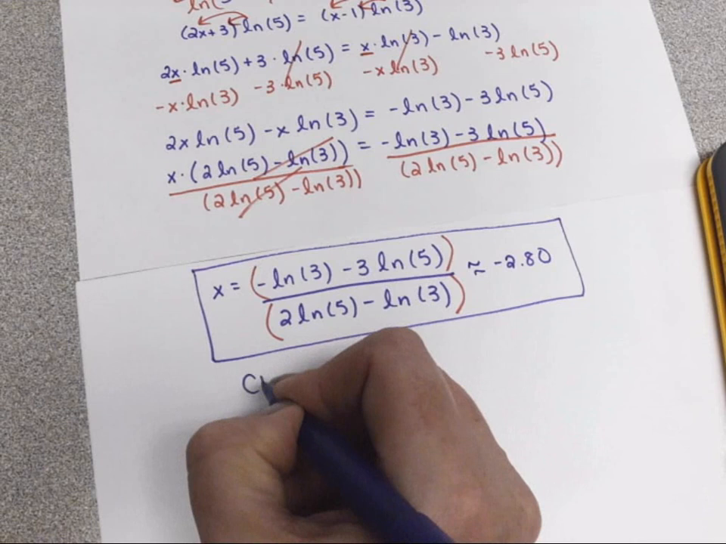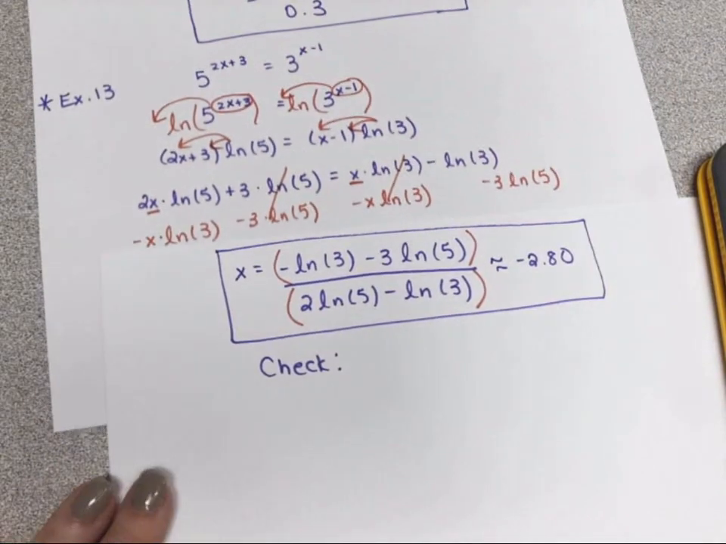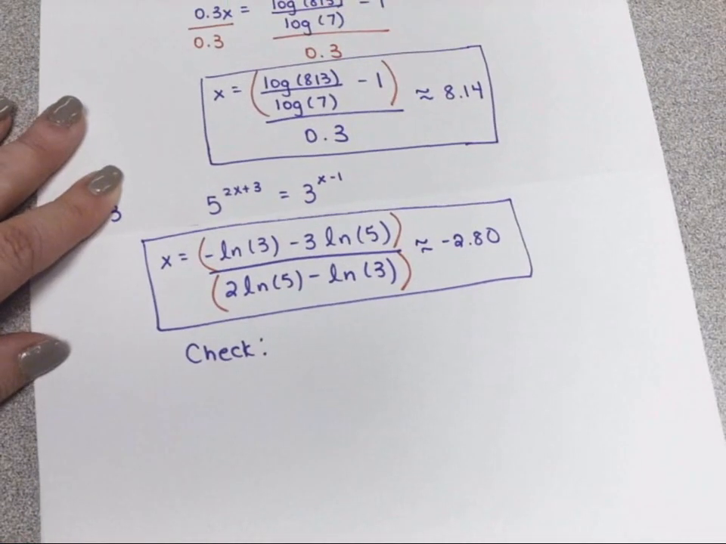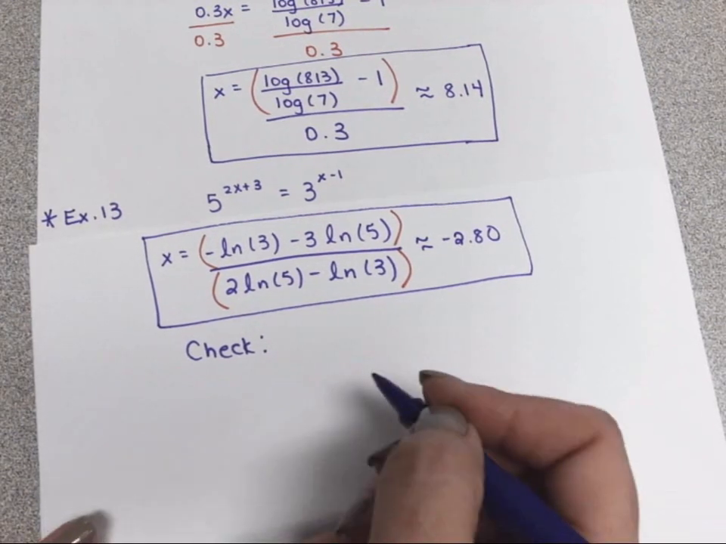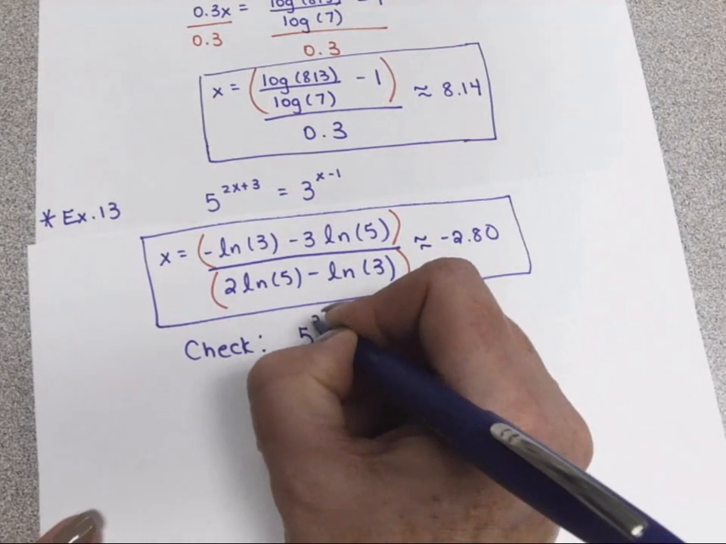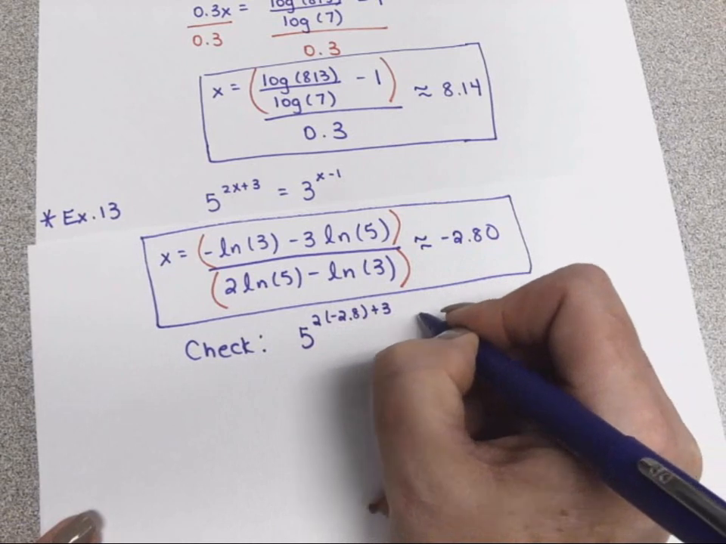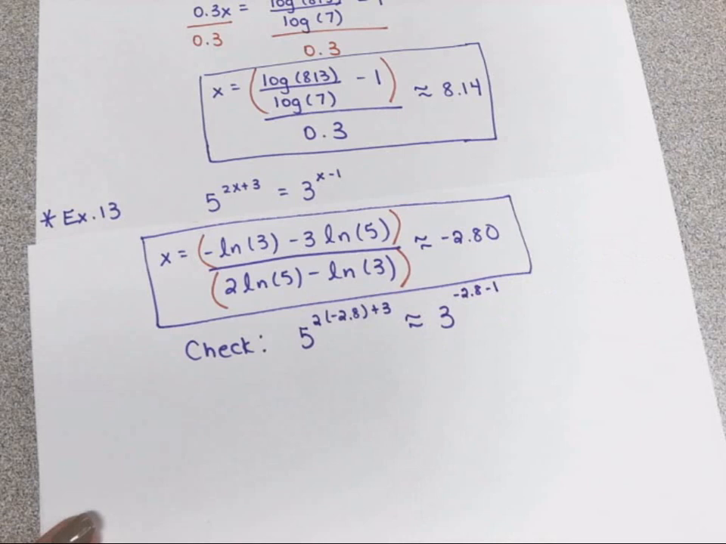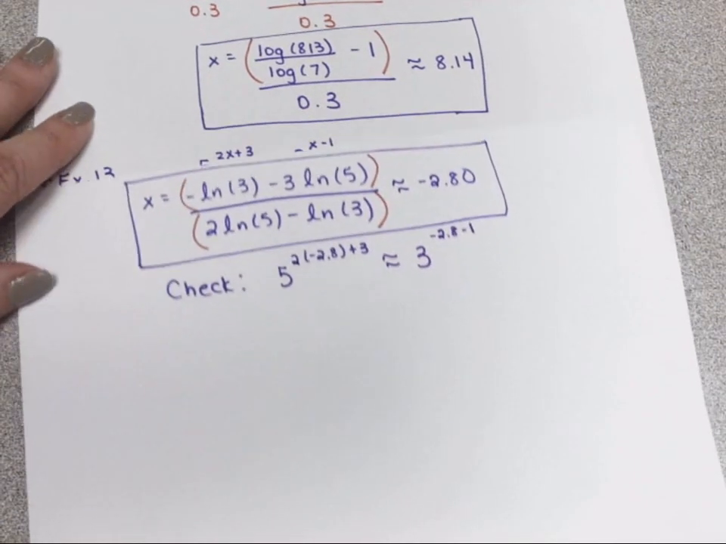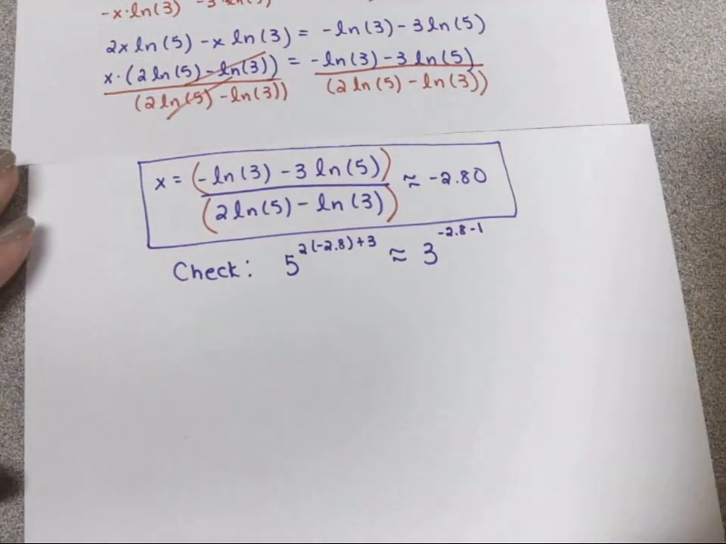Okay, so let's talk about what the check step would look like for this one. We haven't talked about it every time, okay, but what would the check step look like? You would go back to the original and you would do what? Here's the original. I'll slide it back down if you're still writing in a minute. So what would I do with the check step? I would see if 5 to the 2 times negative 2.8 plus 3 power is pretty close to 3 to the negative 2.8 minus 1 power. Okay, it's not going to be exact, right, because I rounded, but it should be pretty close. Okay, it should be in the ballpark.